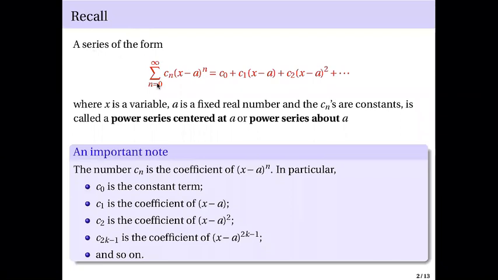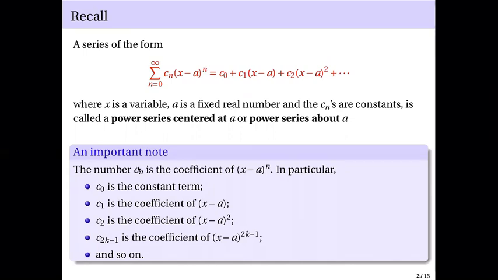A series of the form given by this: the sum of c sub n times (x minus a) raised to n, running from 0 to plus infinity. If we expand this, it is just c sub 0 plus c sub 1 times (x minus a) plus c sub 2 times (x minus a) squared, and so on, where x is a variable and a is a fixed real number, and the c_n's are constants. This is called a power series centered at a, or power series about a.